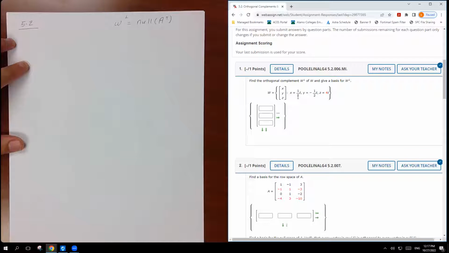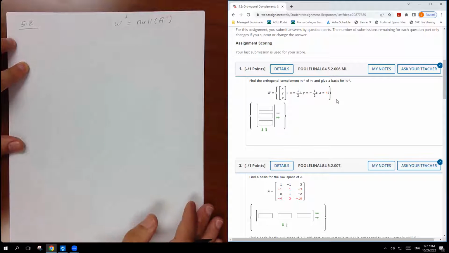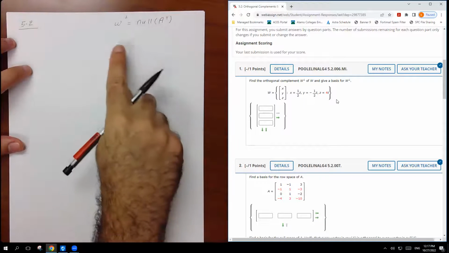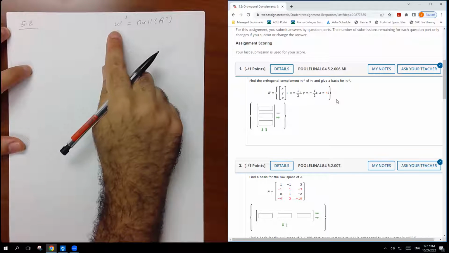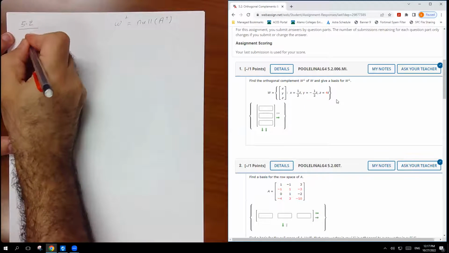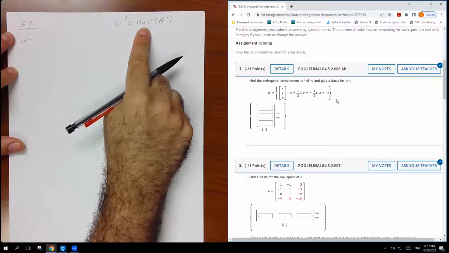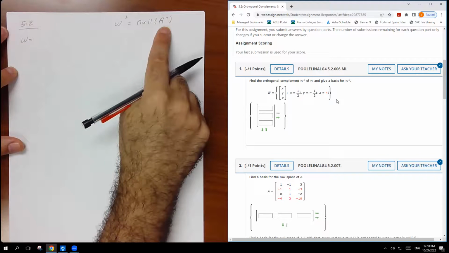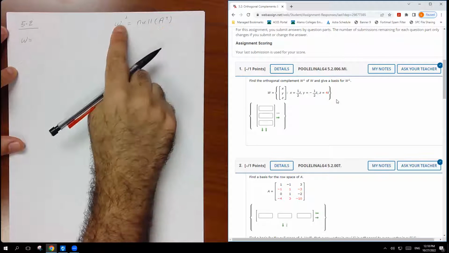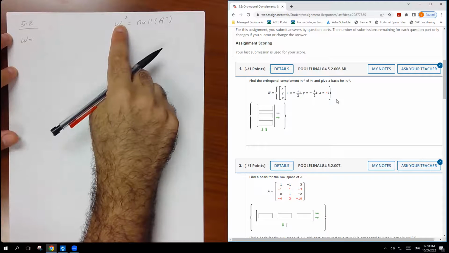They're telling you X is 1/2 T, Y is -1/2, and Z equal 4T. So let's work on this one, because we need to find W complement. What I'm going to do, I'm gonna write down W first, and then I'm gonna find A transpose, and then after that, the null of A transpose, which is going to be the W complement. So let's do it step by step.